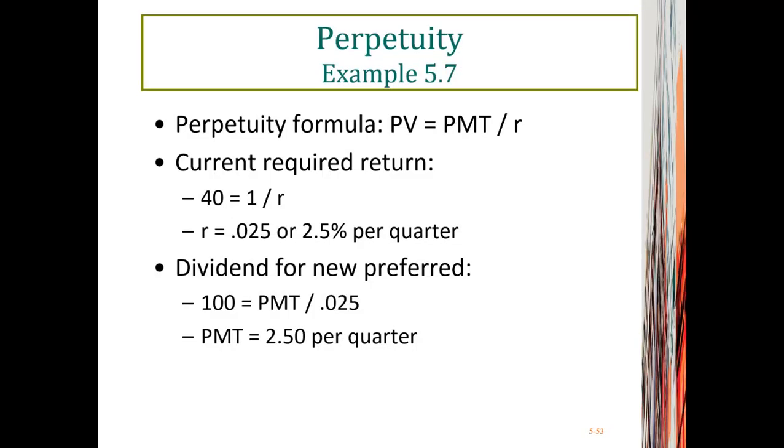A perpetuity is an annuity that will last forever. The present value of a perpetuity equals the periodic payment divided by the interest rate. It's a very easy calculation. And later on you will learn that preferred stock is pretty much like a perpetuity. The value of preferred stock equals the preferred stock dividend divided by its interest rate. It's a very easy calculation.